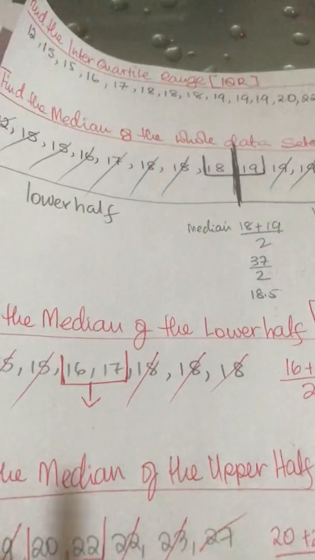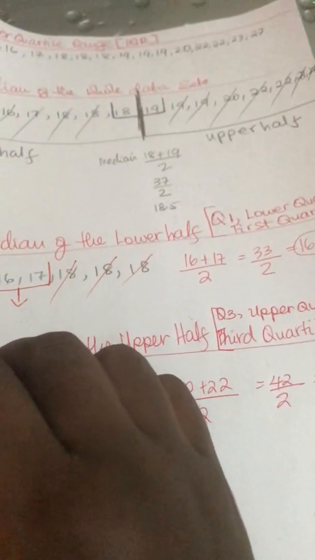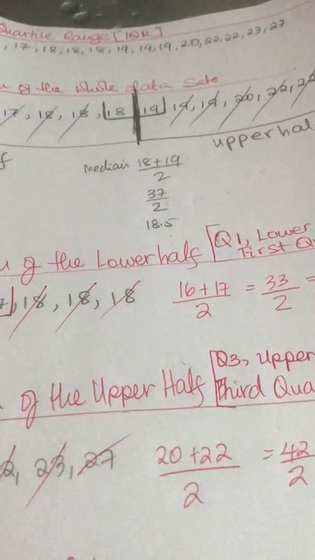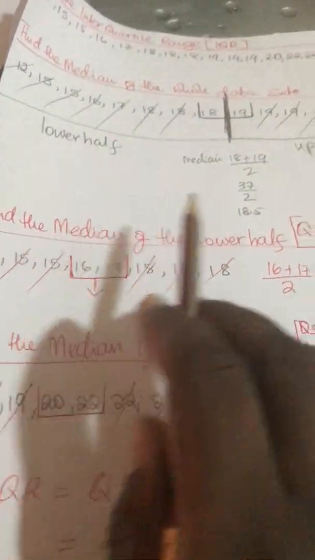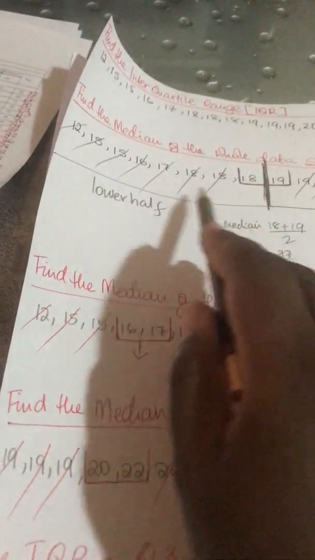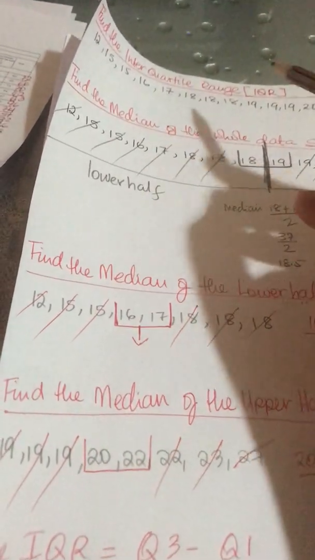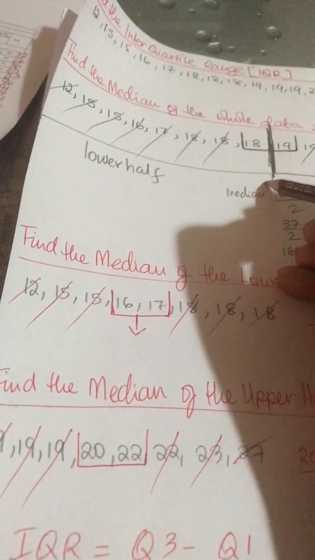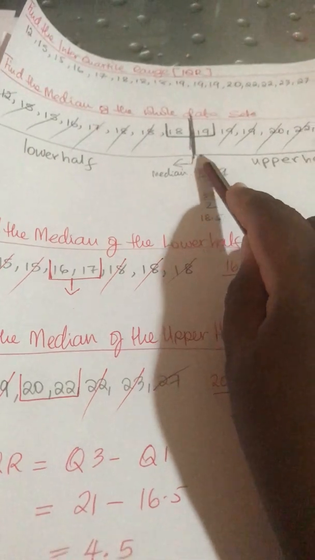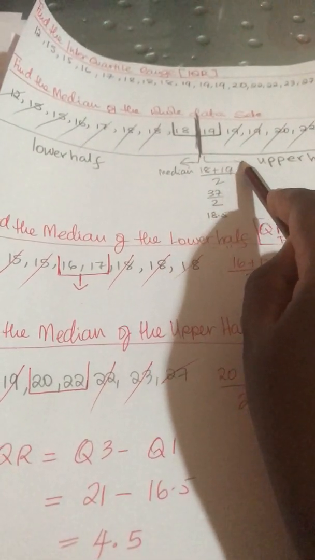Okay? Now, I want to find the interquartile range. The interquartile range needs the lower quartile and the upper quartile. So how do I find the lower quartile? I go to the lower half, which is this part. The lower half is this part. Okay? And the upper half is this part.